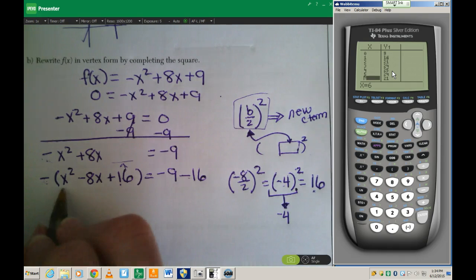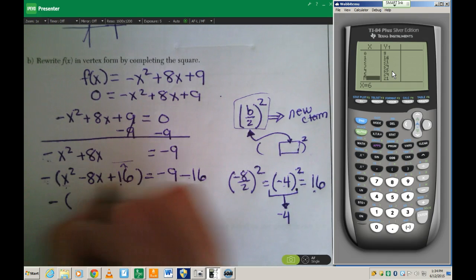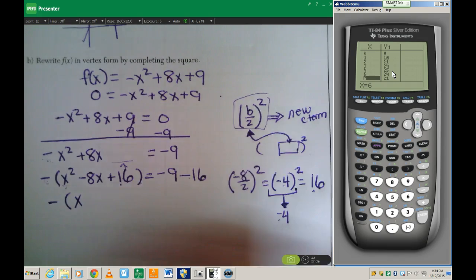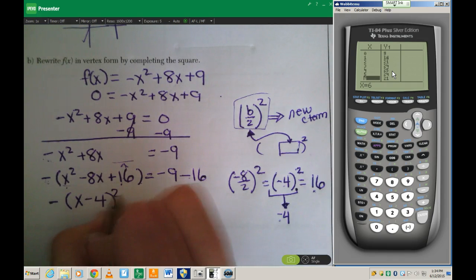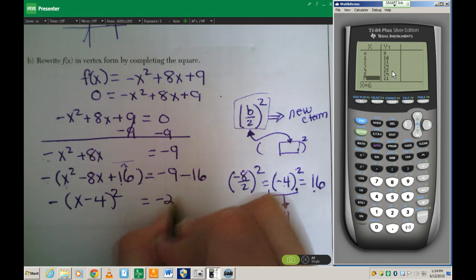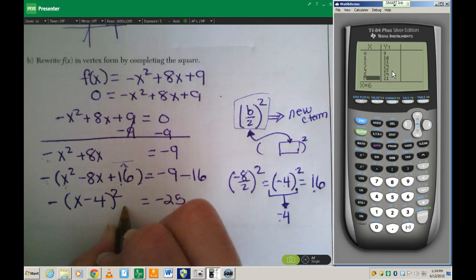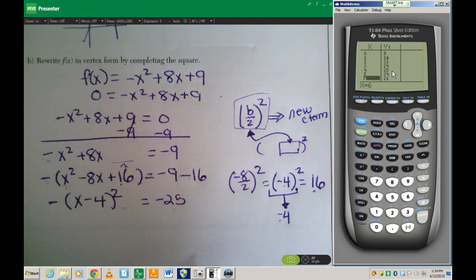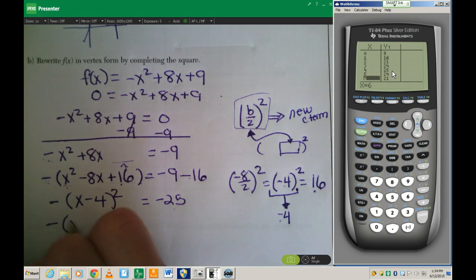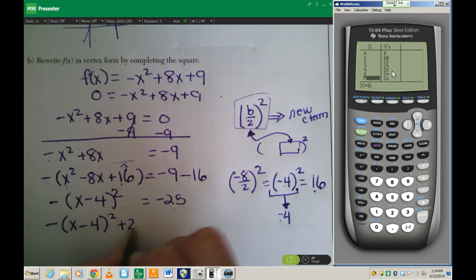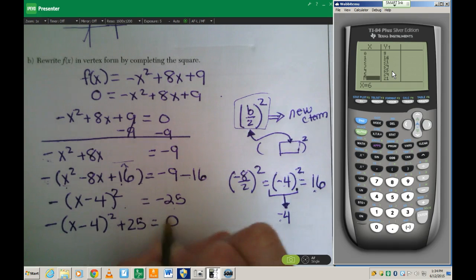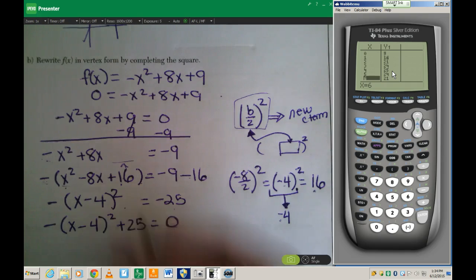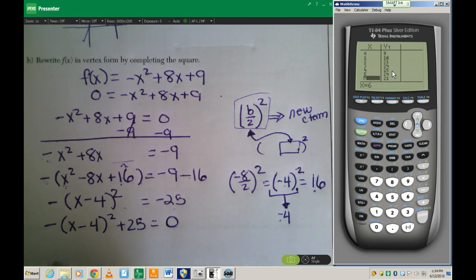Okay? So now I can take this and I'm going to have negative parentheses. This is going to combine to x minus 4 squared equals negative 25. Now I have to get this 25 over here to put it in vertex form by completing the square. So negative times x minus 4 squared plus 25 equals 0. Okay? And now, just as an FYI, this really is here.